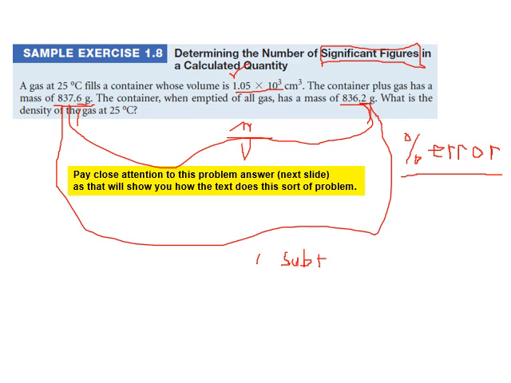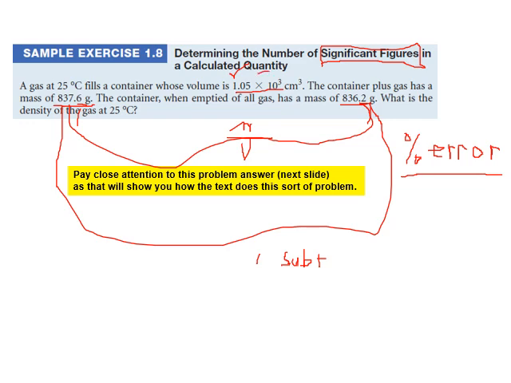So 837.6 has one decimal. 836.2 has one. The least of those would be 1. So you choose 1. So you want 1 in your answer, right? But your answer already has 1. It's 1.4. That's your answer. So you don't have to do anything. So now you do your division by dividing 1.4 grams by 1.05 times 10 to the third cubic centimeters. And I'm getting that from right up here.